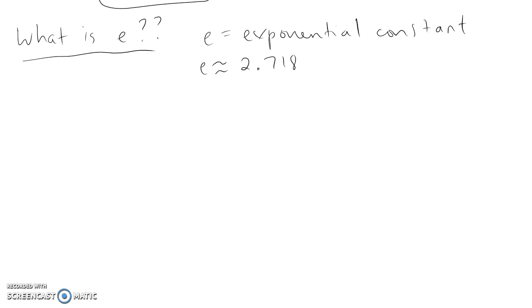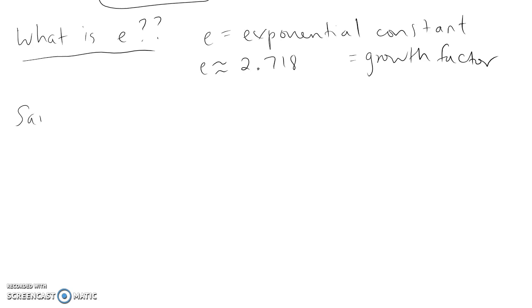It arises as a growth factor. It's a growth factor in all kinds of finance and natural phenomena that grow exponentially. Okay, so it's a growth factor. It's a number that gets multiplied multiple times. So where does it come from?